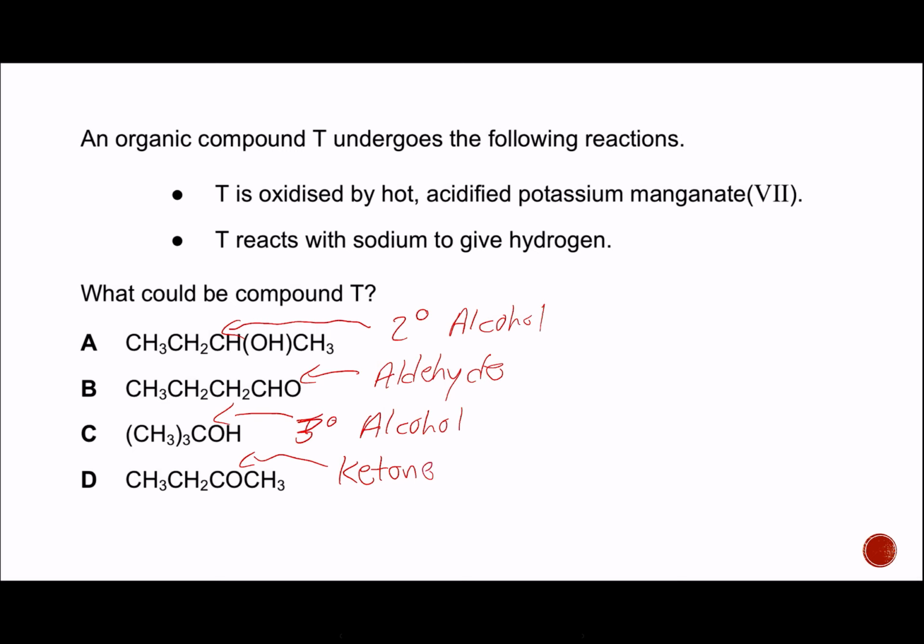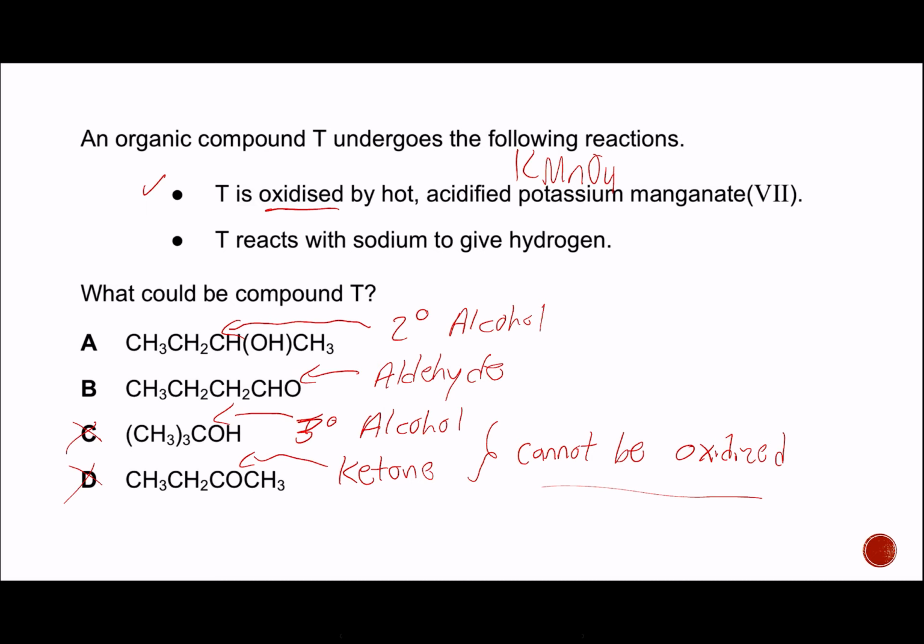And so, they tell you that whatever T is, it can first of all be oxidized by KMnO4. And so we know that 2 of these choices actually cannot be oxidized. Tertiary alcohols and ketones cannot be oxidized. And so the answer cannot be C or D. And that would be from the first statement.